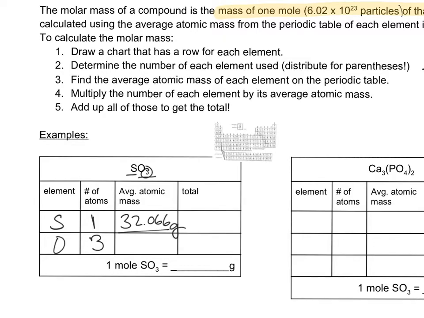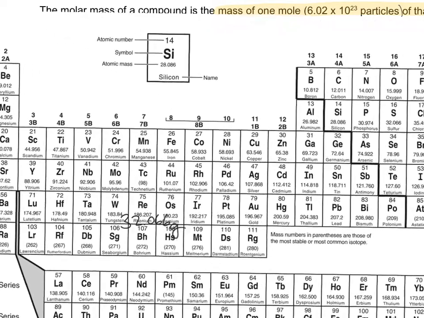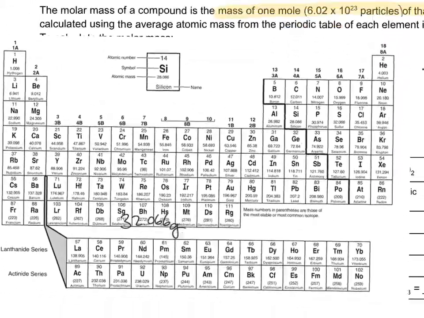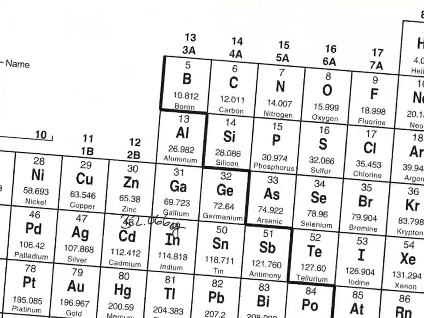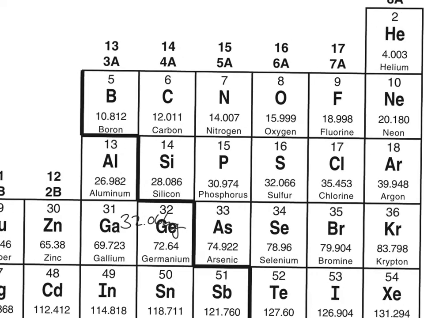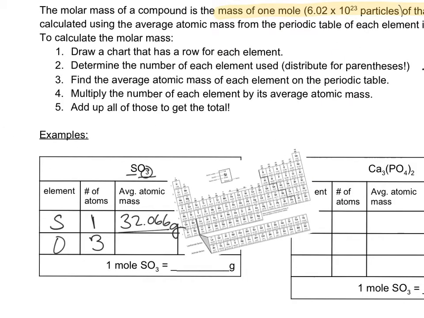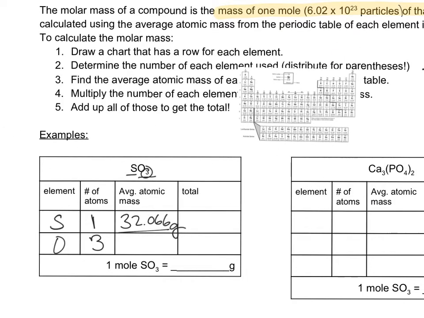Then you go look at oxygen. Oxygen is 15.999. So we will write that down over here for oxygen. We'll probably end up memorizing that one by the end of this unit. 15.999 grams. So we have 1 sulfur atom that has an average atomic mass of 32.066 grams.